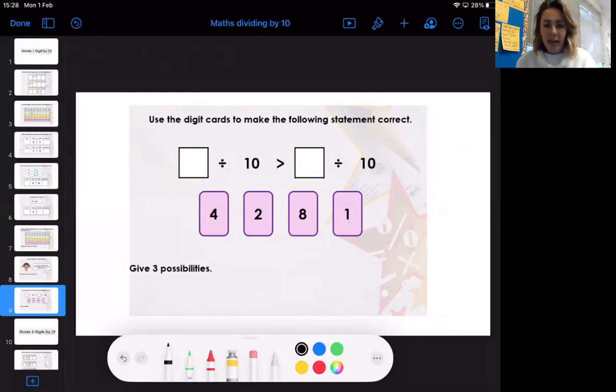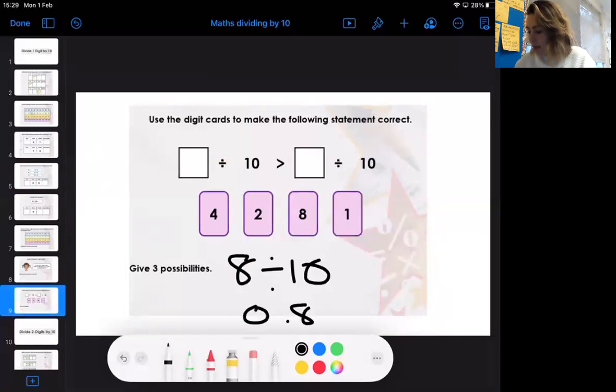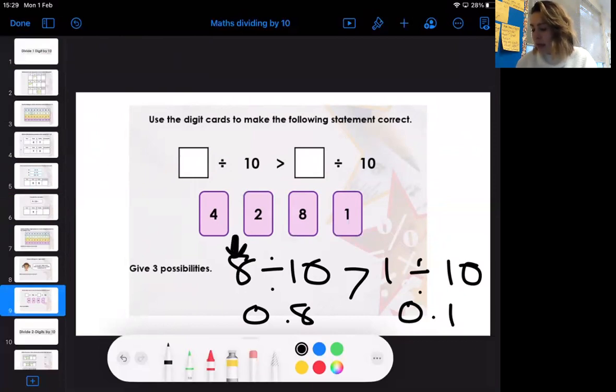Something divided by 10 is greater than something divided by 10. Pause the video now. Let's have a look at an answer together. We could have 8 divided by 10, which is 0.8, is greater than 1 divided by 10, which is 0.1. You need to make sure that the larger of the 2 numbers is on this side.